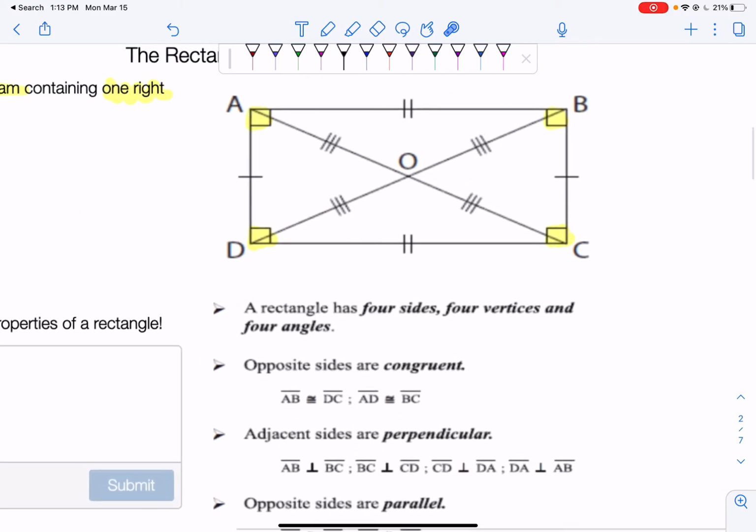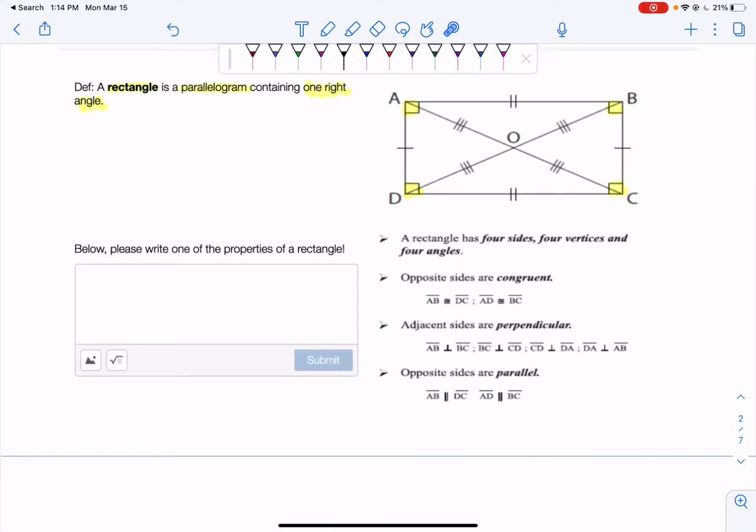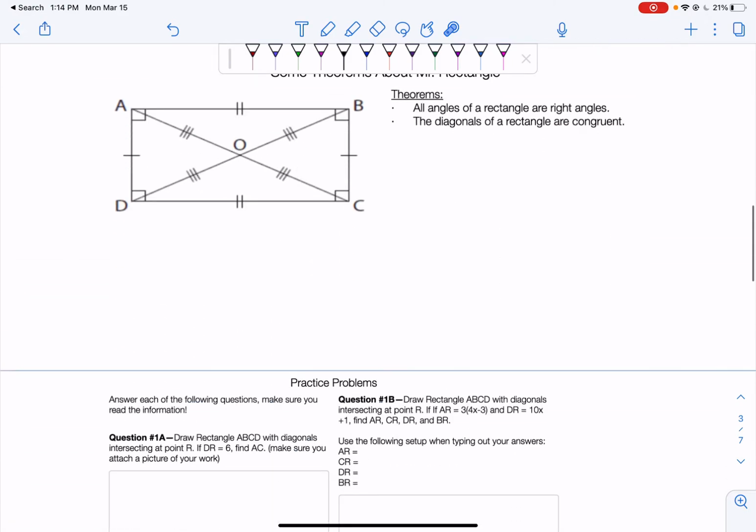I know my adjacent sides are perpendicular. When we say adjacent, we mean next to. So AD is perpendicular to DC, DC is perpendicular to BC, BC is perpendicular to AB, AB is perpendicular to AD, and vice versa. And remember, perpendicular lines create right angles, and we also know that our opposite sides are parallel. What I would like you to do now is rewrite one of these theorems or properties in this text box. That's all I want you to do.